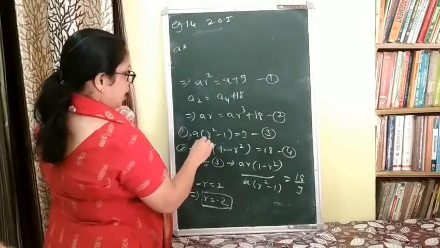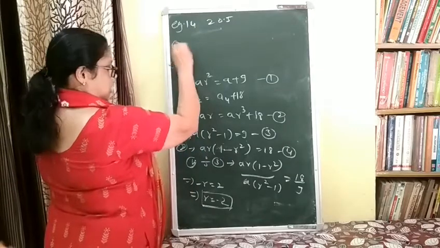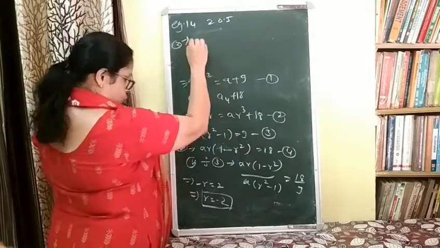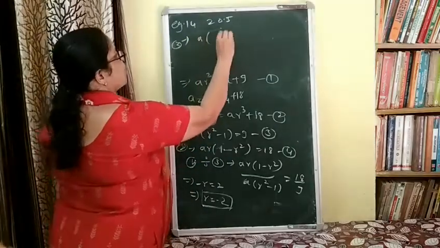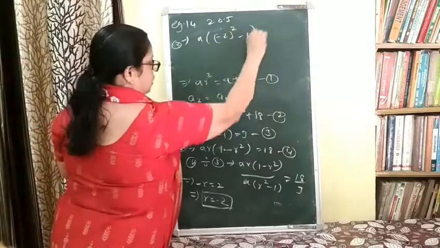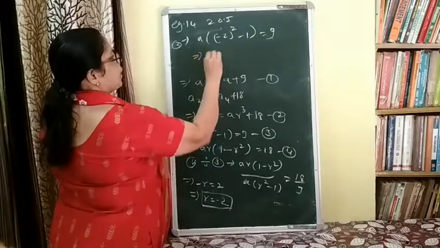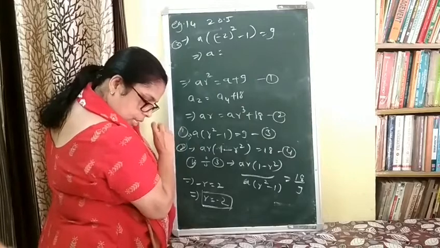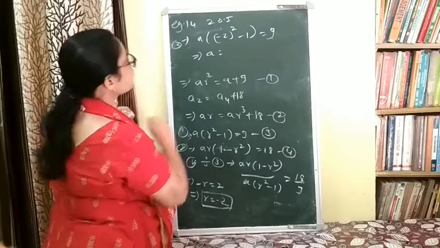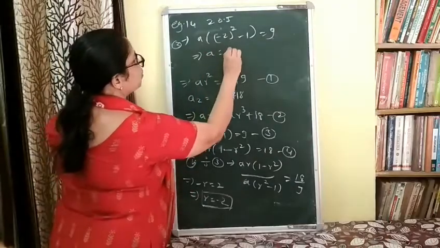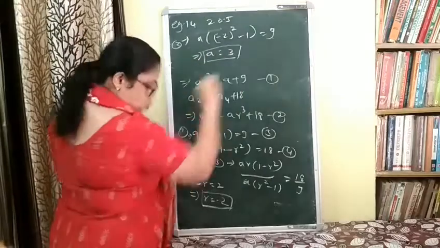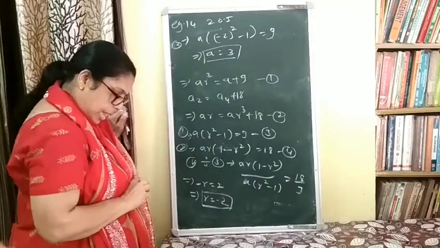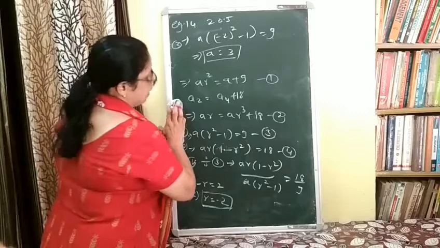The third equation gives A into R square minus 1 is equal to 9. A into minus 2 square minus 1 is equal to 9. On simplification, you will get A is equal to 9 by 3, A equal to 3. That means the first term is 3 and the common ratio is minus 2.